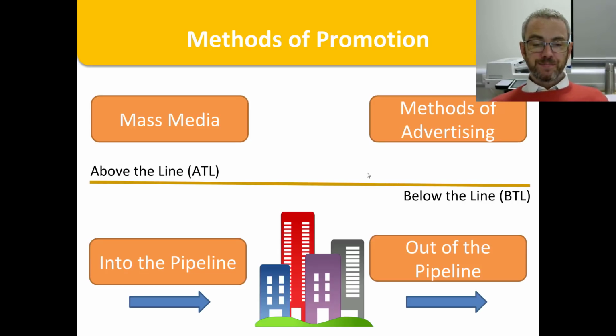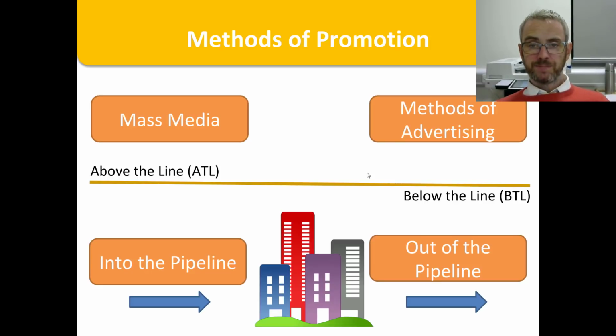So above the line, you've got the use of mass media. Mass media is the television, the radio, newspapers, cinema, the internet, all these sorts of things. Mass basically means that it's not targeted at a specific group. It goes out to everybody. So there are various methods of advertising within that. Just remember and keep in your mind that this is above the line.